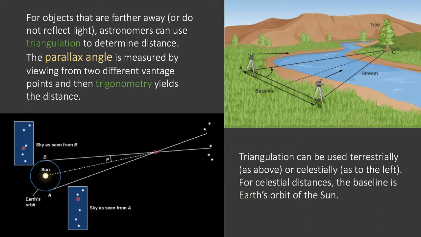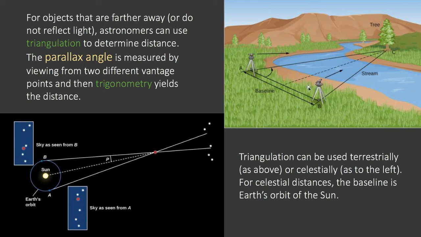So I mentioned parallax. This gets into that parallax in a little more detail here. So let's take a look at the picture in the upper right first, because parallax is something we can use terrestrially on the Earth to measure the distance to things. And so surveyors will use parallax to measure the distances on properties, for instance.